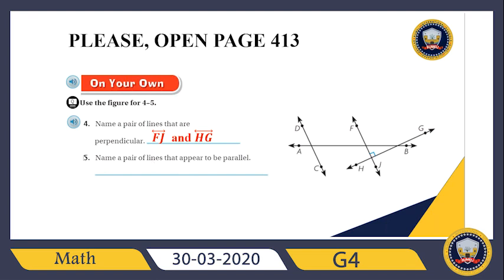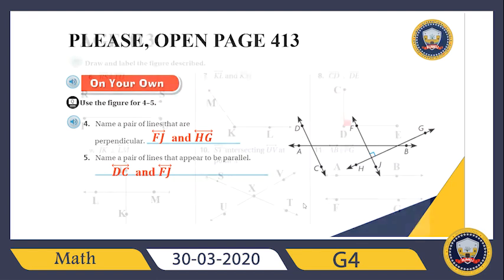What about question 5? It says name a pair of lines that appear to be parallel. How many parallel lines can you see here? Which lines are parallel? We can say line DC and line FJ, they are parallel. Check, line CD here and line FJ here. It means they never intersect. So this distance will always be the same because they never intersect.